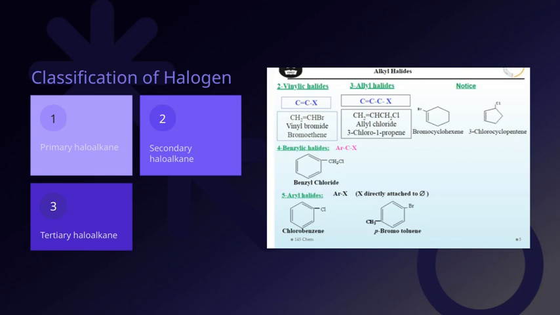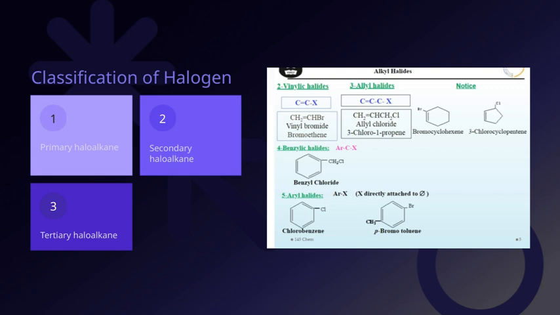All right, let's talk about the classification of halogen compounds. When we look at haloalkanes, we categorize them based on the number of carbon atoms attached to the carbon bearing the halogen. Starting with primary haloalkanes, these are the ones where the carbon bonded to the halogen is attached to only one other carbon. Moving to secondary haloalkanes, the carbon with the halogen is connected to two other carbons. And finally, tertiary haloalkanes have that carbon attached to three other carbons.